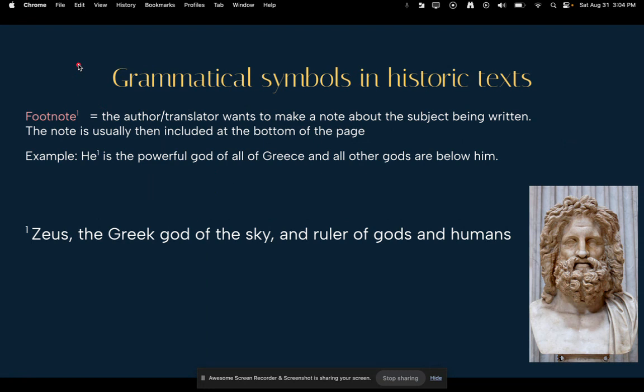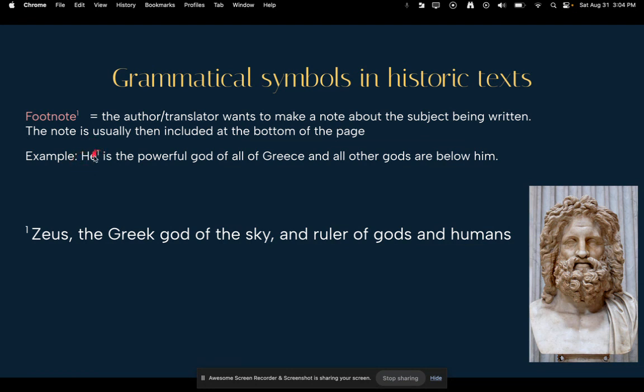Then you have footnotes. You'll see these quite a bit. So a footnote is when the author slash translator wants to make a note about the subject being written. And the note is usually then included at the bottom of the page. For example, it might say in the main part of the text, he is the powerful god of all of Greece, and all other gods are below him. And you're like, who is he?